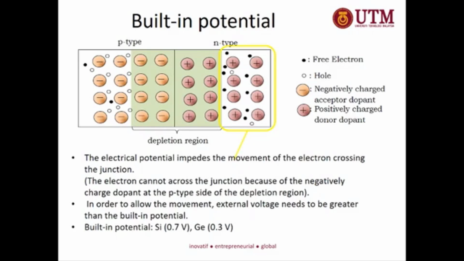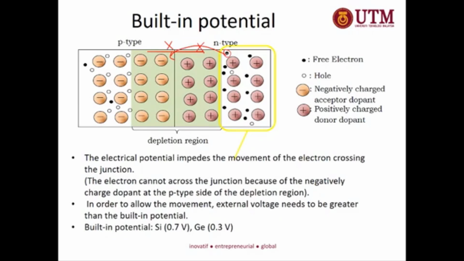What happens when this depletion region forms? There are actually still many electrons inside the n-type, and they also want to cross the junction. But the electron is negative, and we have these negative ions, which in the form of an electric potential or field will impede or restrict the movement. So the electron cannot cross the junction because of the negatively charged dopant at the p side of the depletion region.